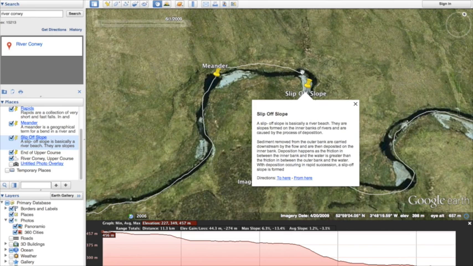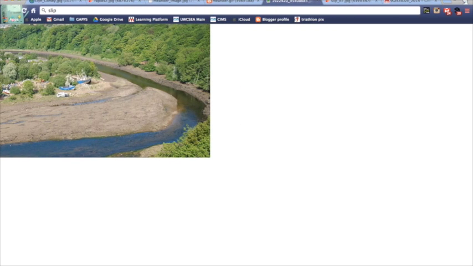Sediment removed from the outer bank, which is the outer bank here, where the meanders bend, is carried downstream by the flow and is then deposited on the inner bank. Deposition happens as the friction between the inner bank and the water is greater than the friction between the outer bank and the water. With deposition occurring in rapid succession, a slip-off slope is formed.